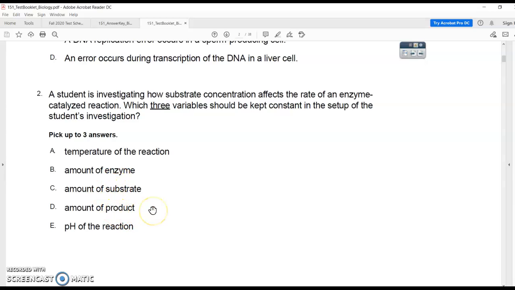C and D are not correct because C is the independent variable. That's what the student's changing on purpose. And D is going to be the dependent variable because substrate is converted into product, and so that's going to be the data the student will be collecting: the amount of product produced. So in number 2, the correct answers are A, B, and E.